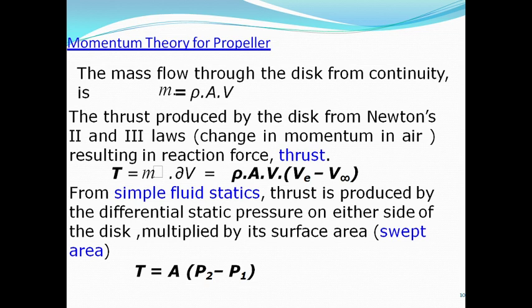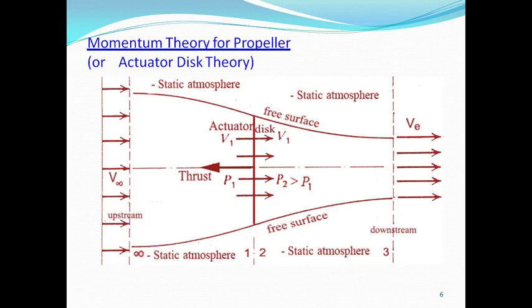So with all those assumptions, we will recheck once again the schematic. What we are doing is trying to understand the momentum theory by treating this propeller as an actuator disc with a very small, negligible thickness, and it is porous, so that whatever air is coming gets the energy, but it flows through this disc.